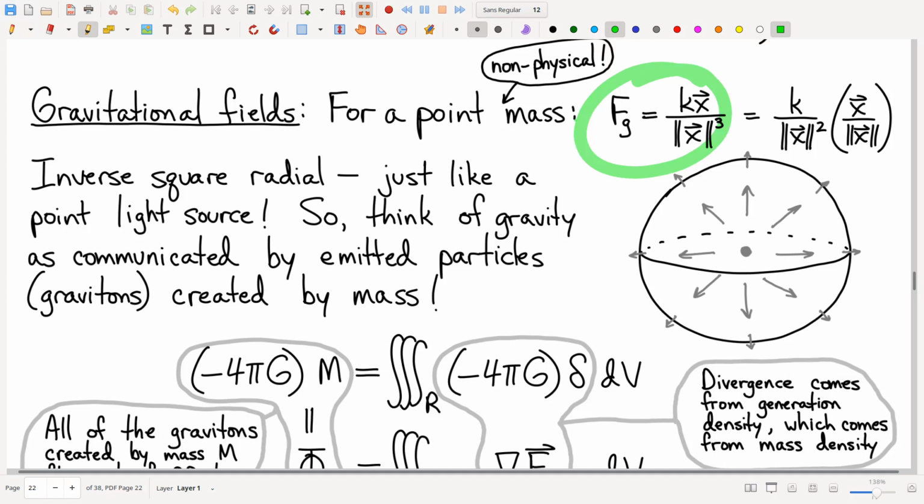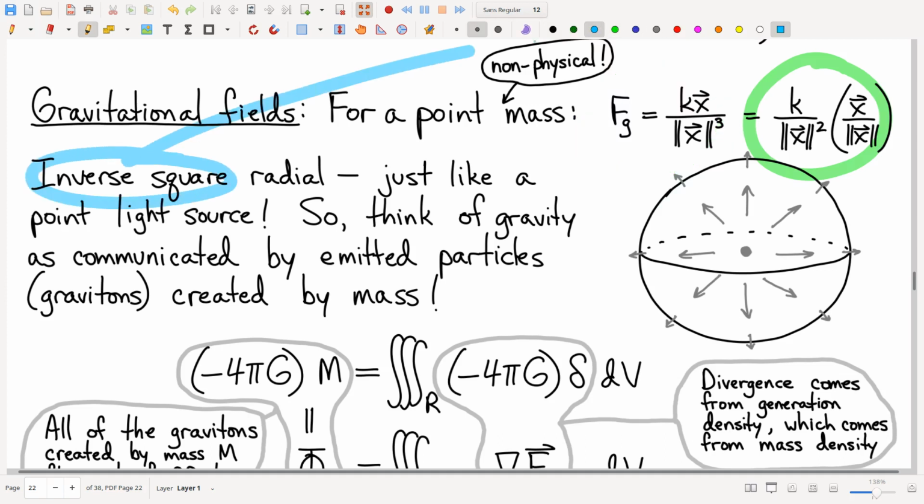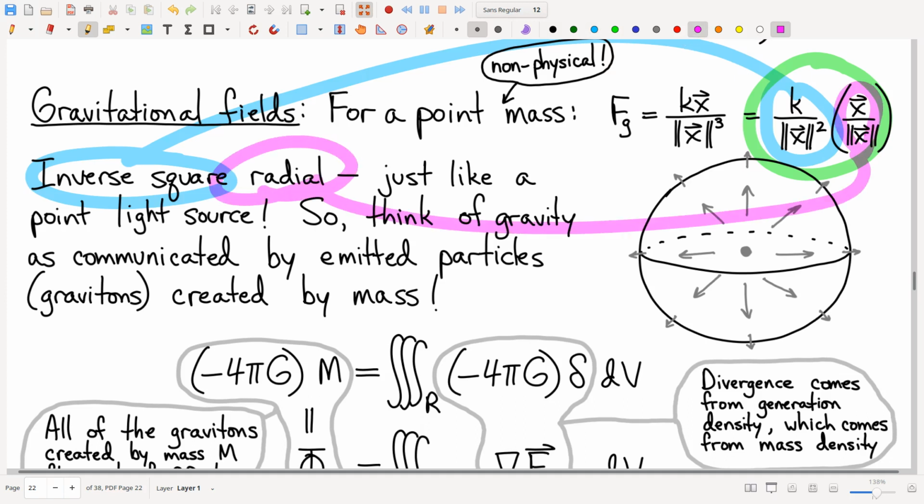This right here. Right, we talked about this back in chapter 3. And again, as in chapter 3, this is what we call an inverse square radial vector field because of this being inverse square and that unit vector being radially outward. So, gravitational fields are inverse square radial.